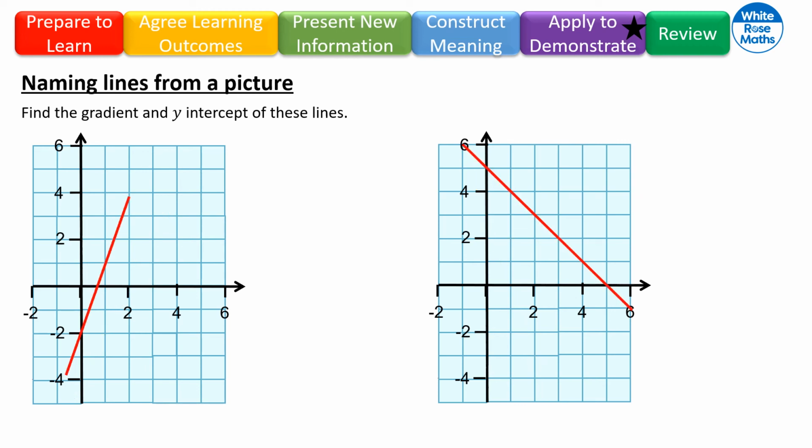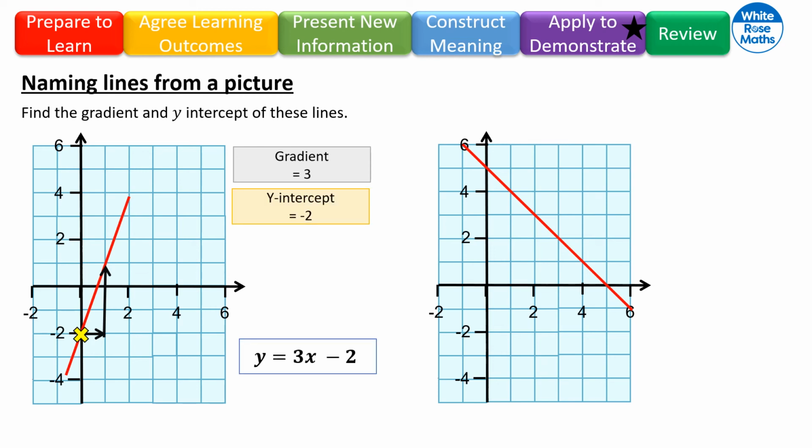We've got 2 more. Again, pause it if you want to have a go on your own. So, gradient first, going 1 across, 3 up. I've got gradient of 3. My y-intercept is down here at -2. So my equation of the line is y = 3x - 2.